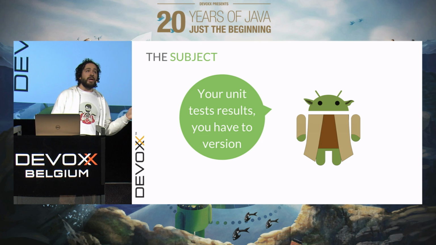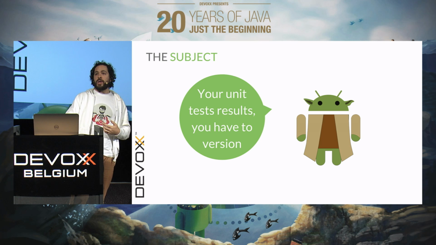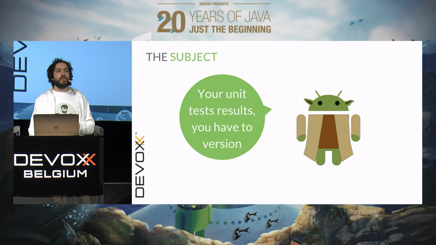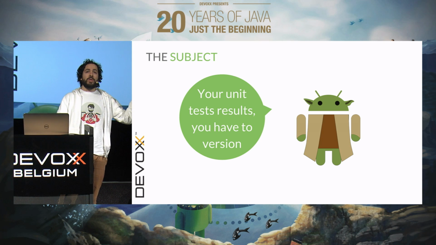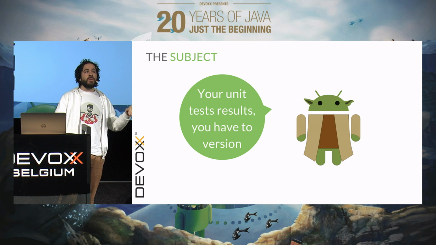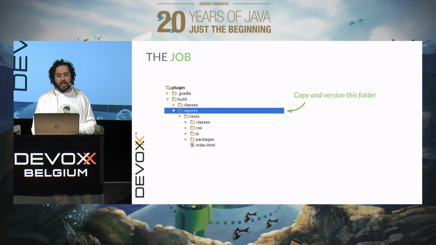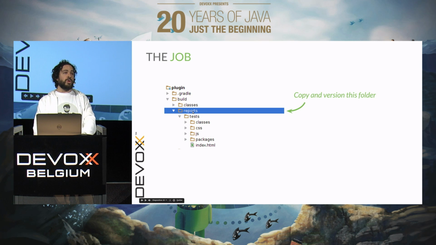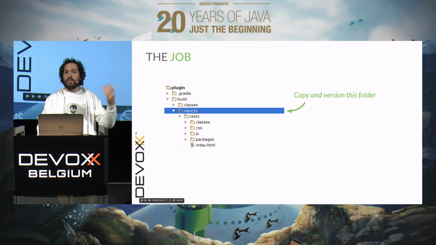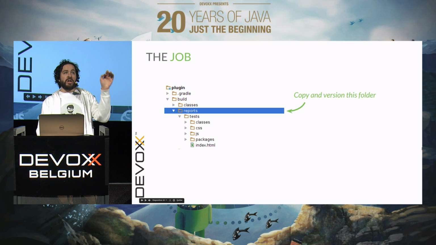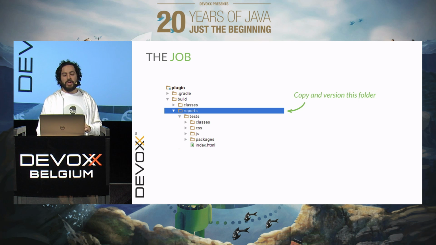When we are launching a test, there is a report that is generated by Gradle or any framework you use. What Yoda asked us to do is to take this folder and just version it using a timestamp. Really, that's very simple. This is our project structure. He just wants us to copy this folder each time a test is finished, adding a timestamp so it's versioned, and that's all. That's a very simple use case.